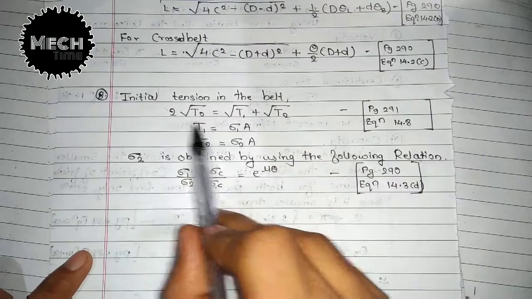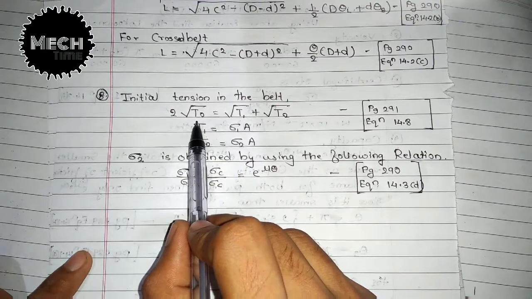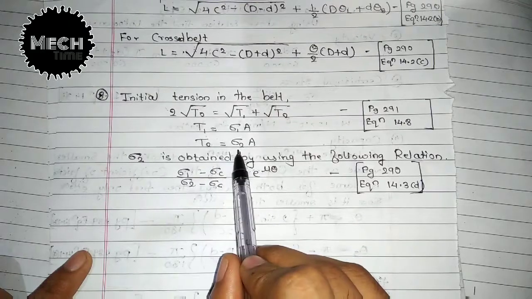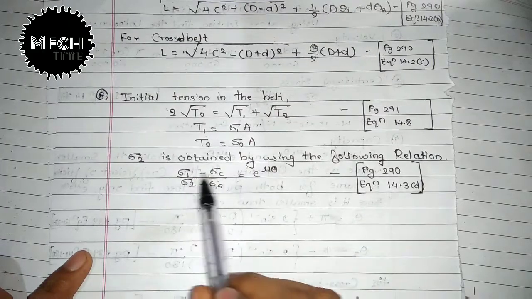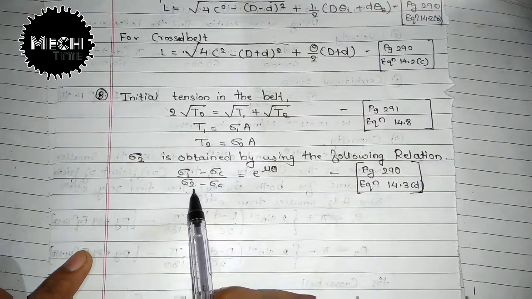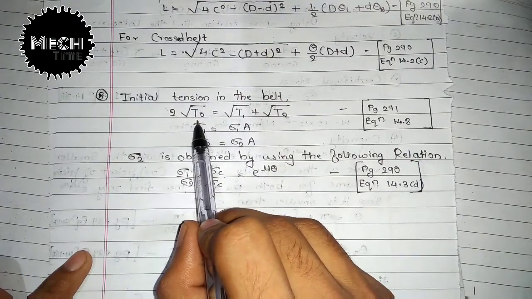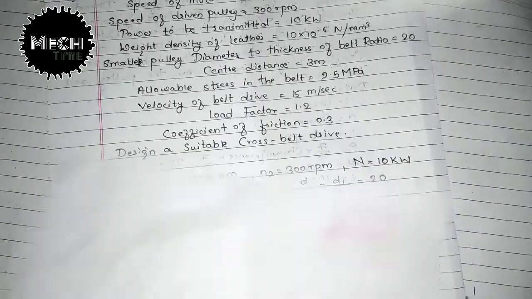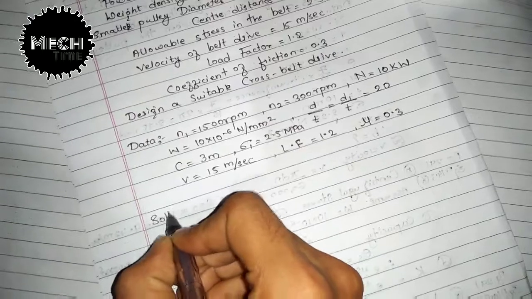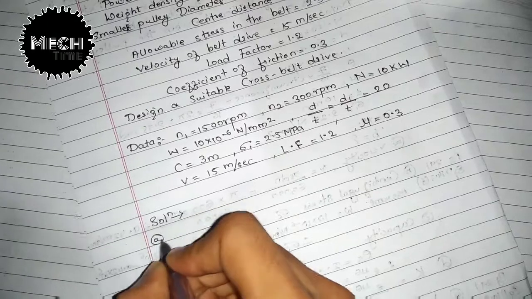Then we need to find the initial tension, so we need to get the value of T naught. How will you get T naught? As T1 is equal to sigma 1 into A and T2 is equal to sigma 2 into A, sigma 1 is known here, but we don't know the sigma 2 value. From this you will get sigma 2, and then you will get the T1 and T2 values, then substitute, and you will get the value of T naught. So without taking more time, we'll start the problem. Solution: first, as I told, we'll go with the velocity.